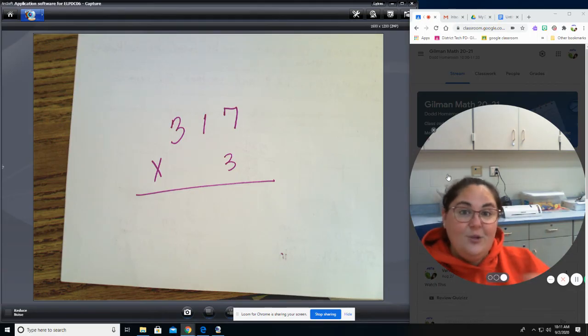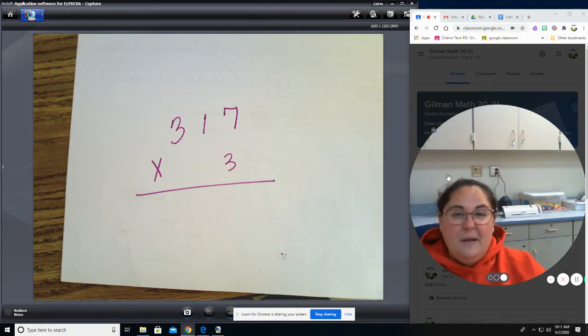If you have cards, you can do the same thing with cards. Find numbers around your house. What's your mailbox number? So use those numbers to multiply and see what you get.